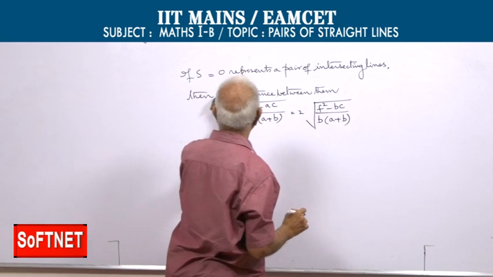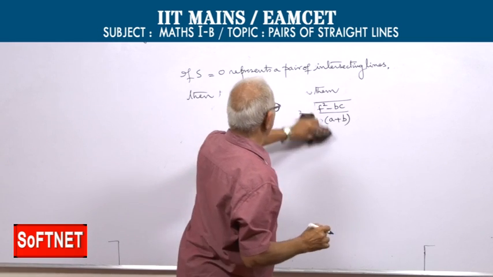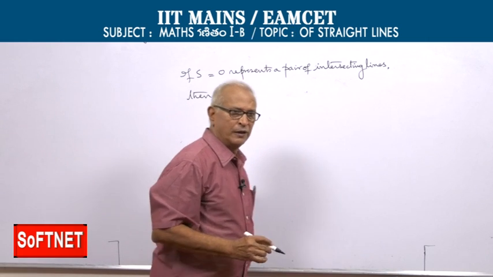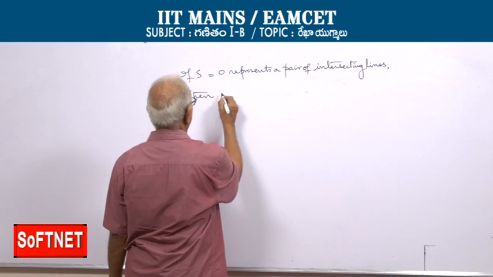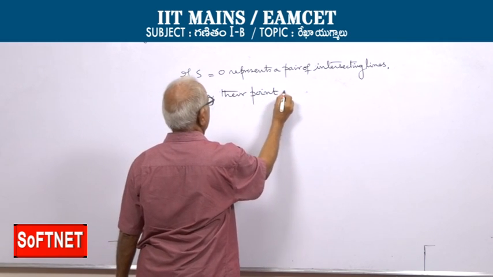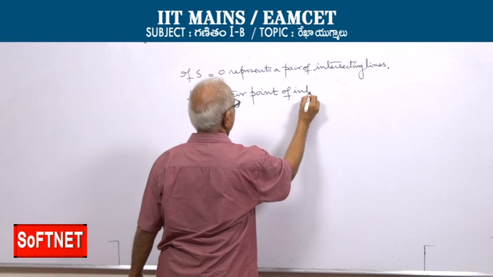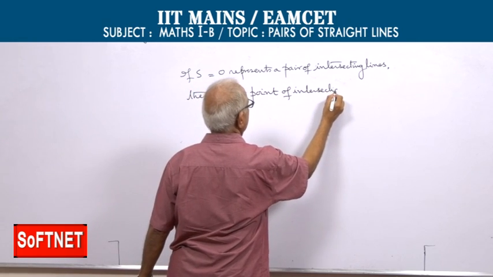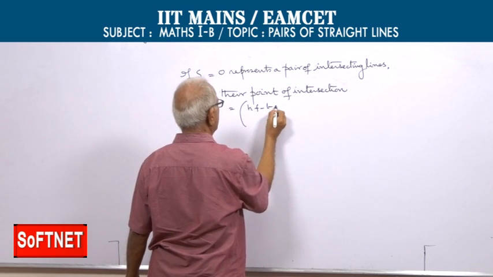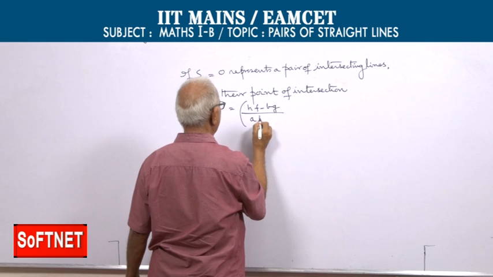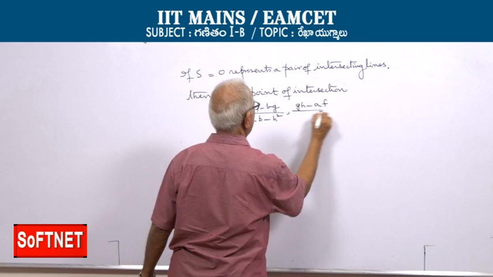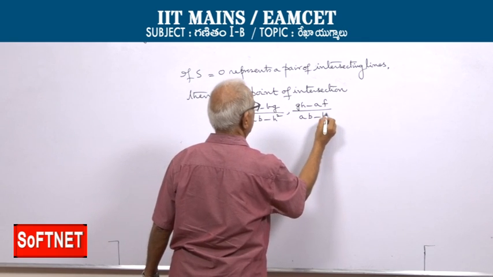Then you can discuss the point of intersection, the point where the two lines meet. Then their point of intersection is (hf minus bg) by (ab minus h square), (gh minus af) by (ab minus h square).